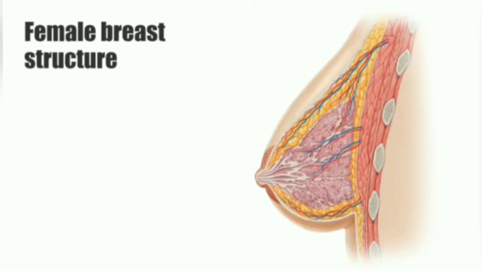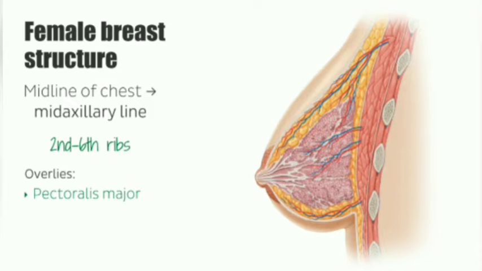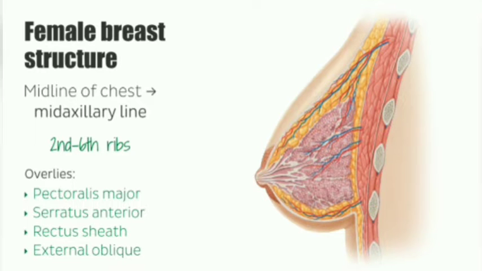The base of the breast is located from near the midline of the chest to the mid-axillary line, and from the 2nd to 6th ribs. It overlies the pectoralis major muscle and part of the serratus anterior muscle. It also overlies the rectus sheath and the external oblique muscles.